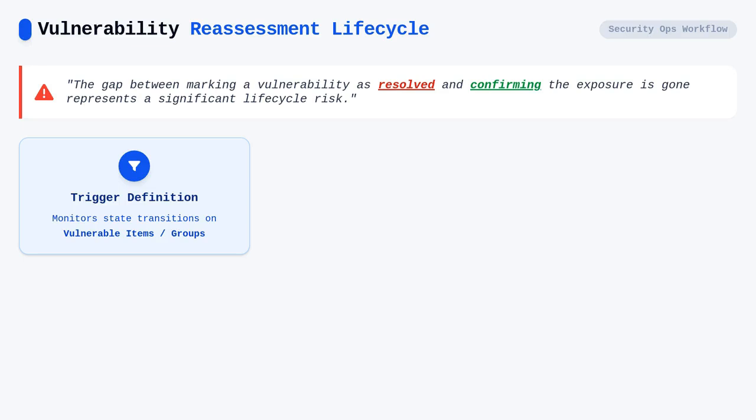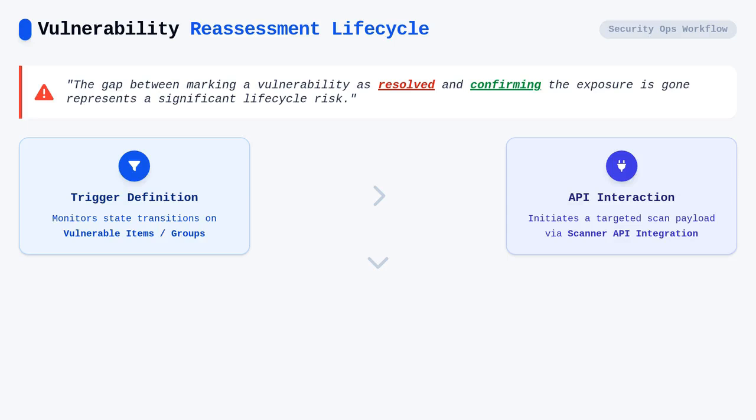This process begins with the trigger definition, where we configure the system to monitor specific state transitions on a vulnerable item or a vulnerability group. When that state change occurs, the system must interact with the scanner's API to initiate a scan payload restricted to the specific configuration item affected.